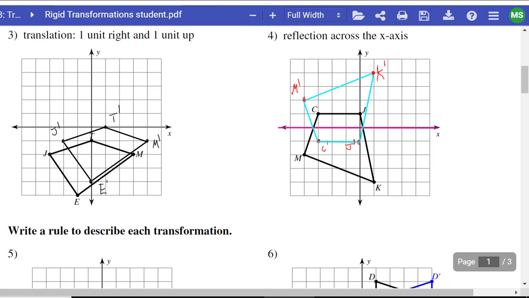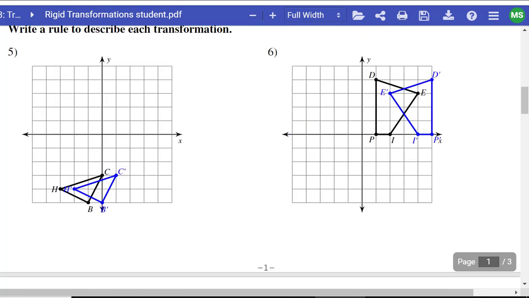All right, let's pause it for right now. All right, so next questions, 5 and 6 and 7 and 8 are going to be, what's the rule? So I'll tell you the rule, and I want you to be more specific. Is it what specifically happens? So this one is going to be a slide. So number 5 is a slide. So go ahead and write down that it's a translation.